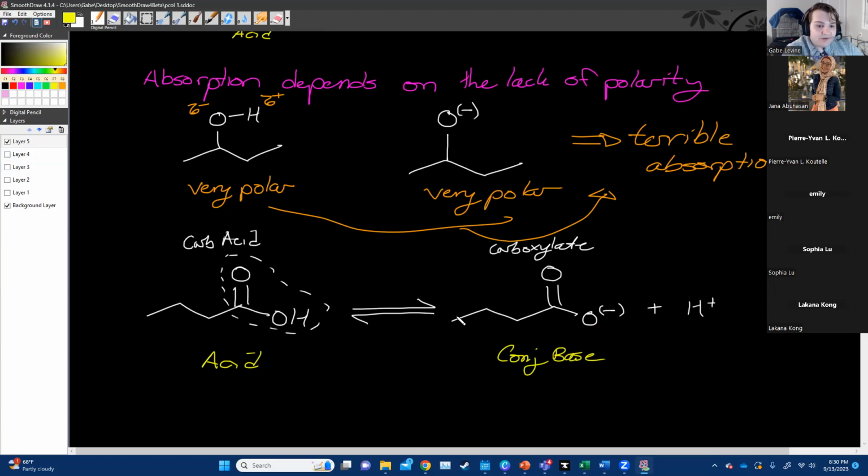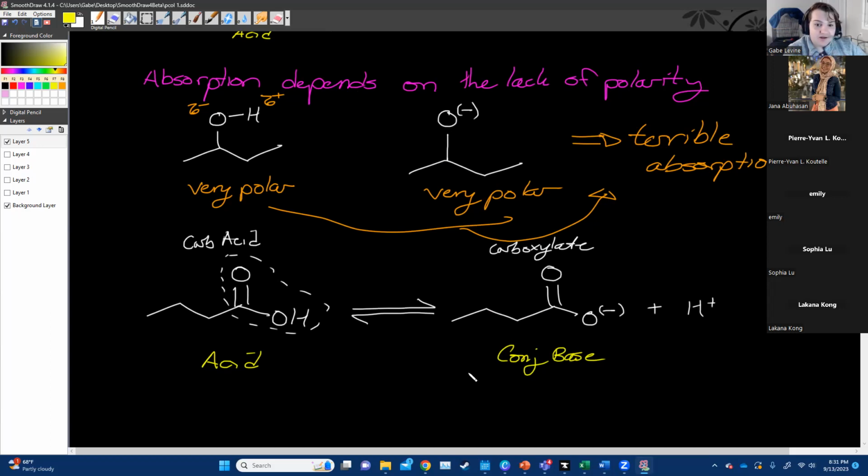Of our two forms of our drug, which one is going to absorb better? Or in other words, which one is less polar? The conjugate base? Less polar. So very, very polar has a negative charge of one of these strong OH, NH, or SH groups.